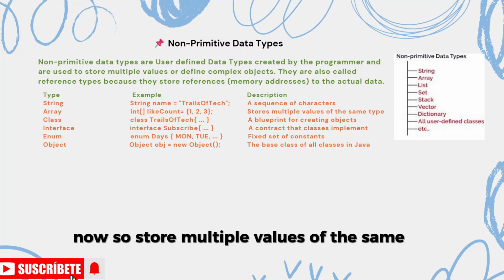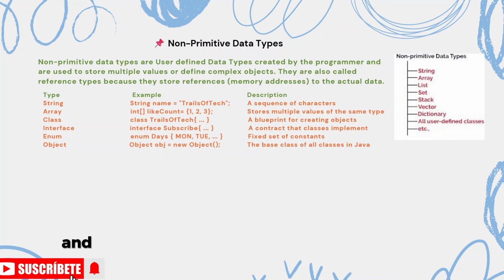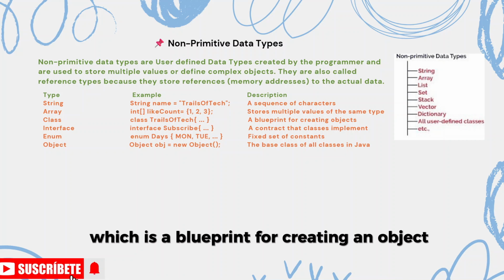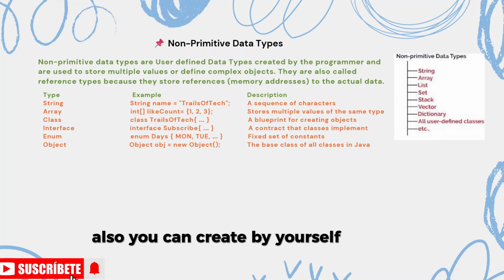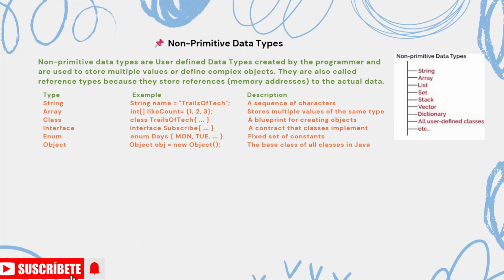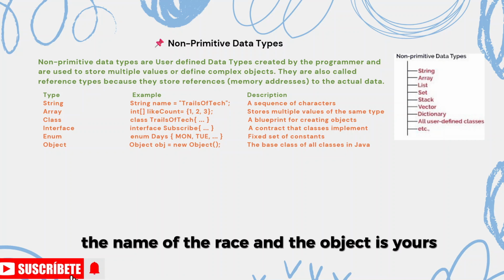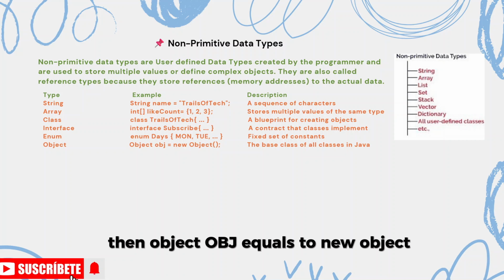We store multiple values of the same type in an array. And the class I have created, TrailsOfTech, is a blueprint for creating an object. This is also a user-defined class. That's why it is non-primitive. An interface you can also create yourself, a contract that a class implements. We'll understand interfaces in a different lecture, how they work and what they are. Enum is the same, a fixed set of constant values which are not going to change, such as Monday, Tuesday, Wednesday, the names of the days. And the object here, Object obj equals new Object, is the base class of all classes in Java.